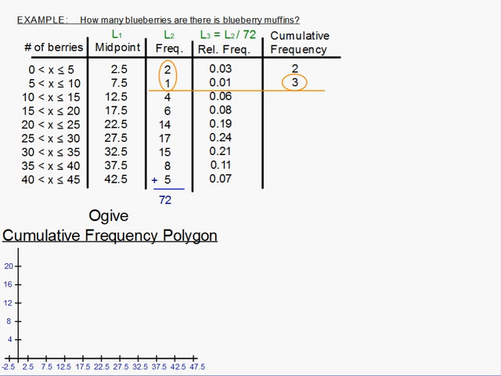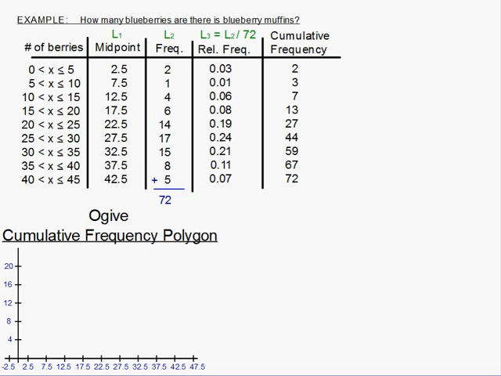So in this case, that would be 3. Now, the next one is going to be 4 plus all the ones beforehand. So that's, of course, 7. And you're just going to keep doing that as you go down the list of all the intervals until you get to the last one. And notice that by the time you get to the last one, it's this one plus all the ones before it, which, of course, is all of them. So these two numbers should match.